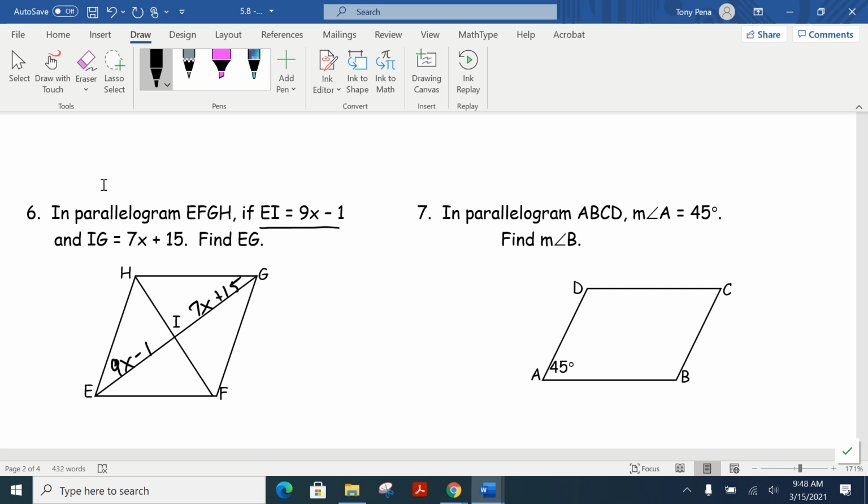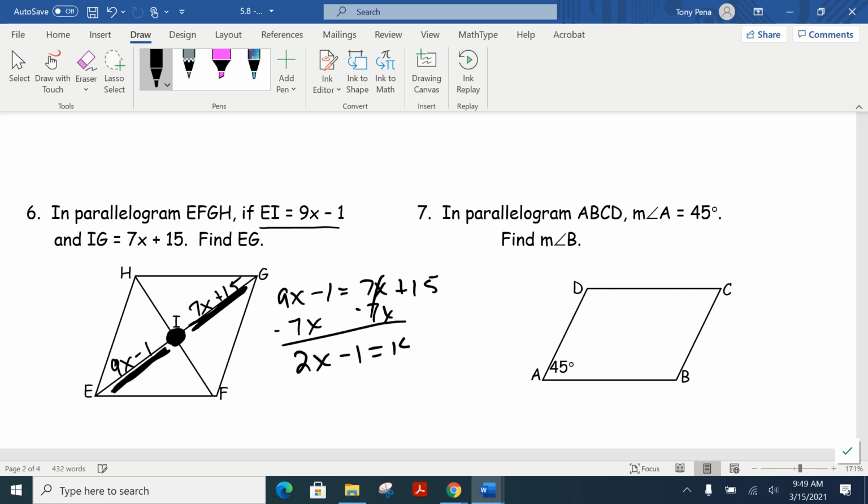And what you will find, notice these are our diagonal properties. Diagonals bisect each other. So this is the midpoint of both of those diagonals. So this segment here has to be congruent to this segment there. So our equation is simply setting them equal to each other and then working our way through solving that equation. All right, so we get 2x minus 1 equals 15. Add over the 1. X equals 8.